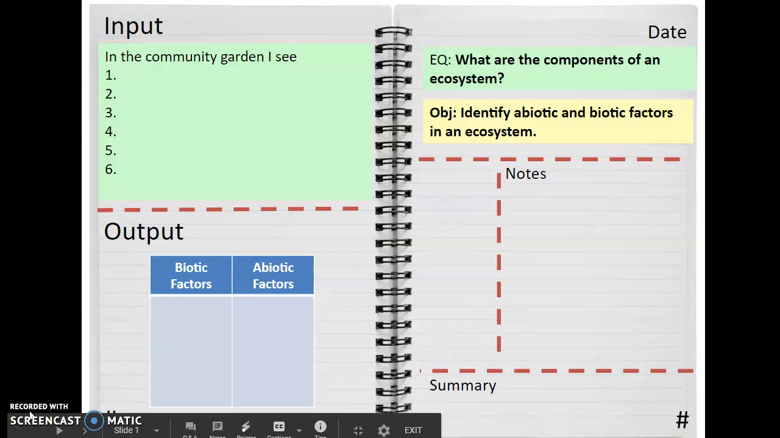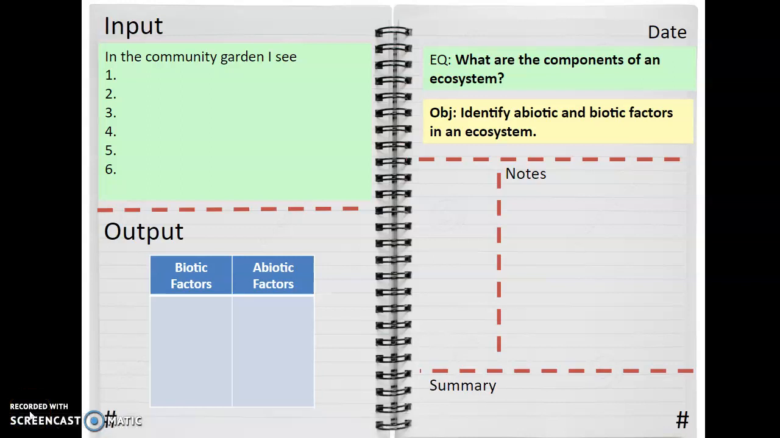Hey class, in today's lesson there are two parts. In the first part, we're going to ask ourselves, what are the components of an ecosystem? And we're going to be able to identify abiotic and biotic factors in an ecosystem once today's lesson is over.